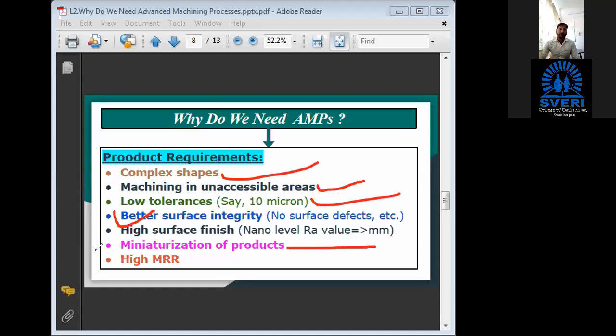Okay, and now we'll go for another aspect of the requirement of the product, that is the miniaturization of the product. This is another aspect which forces us to use the advanced machining process. You can see this point was also discussed in the last lecture.